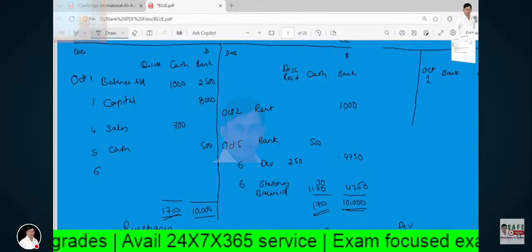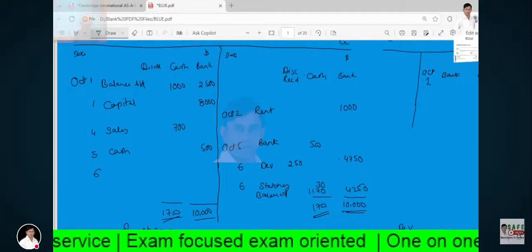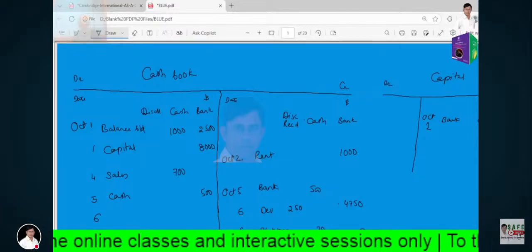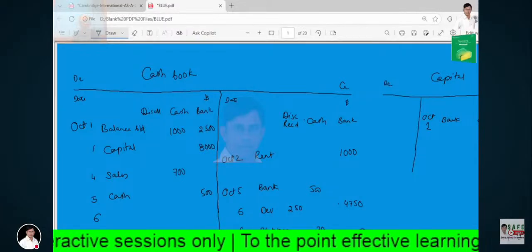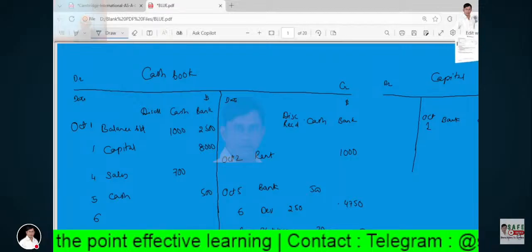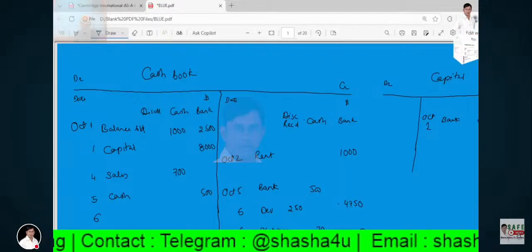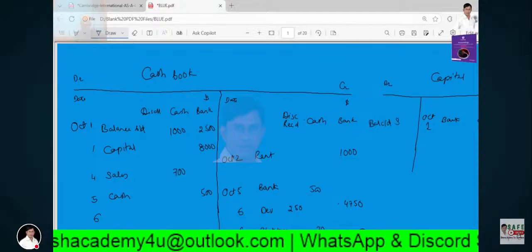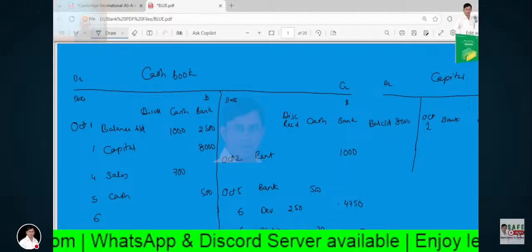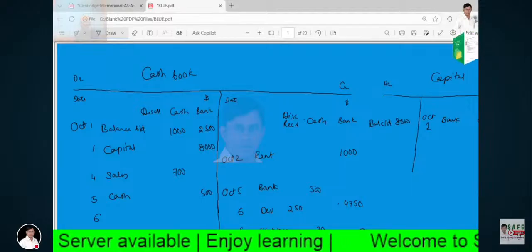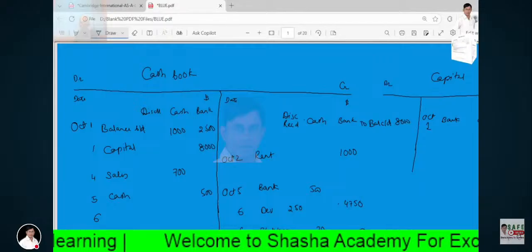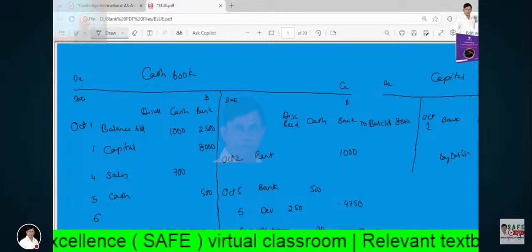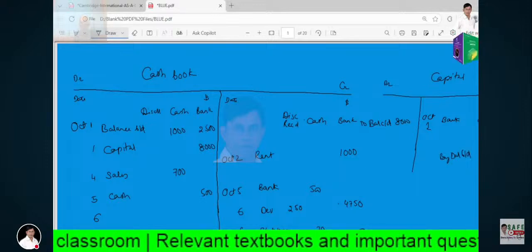Okay. So now we have to do balancing only for capital accounts and real accounts, because they will be carried forward for the next accounting period. So cash capital account is 8,000. Balance carried down is 8,000. So this will be carried down, and will become by balance brought down. By balance brought down 8,000.